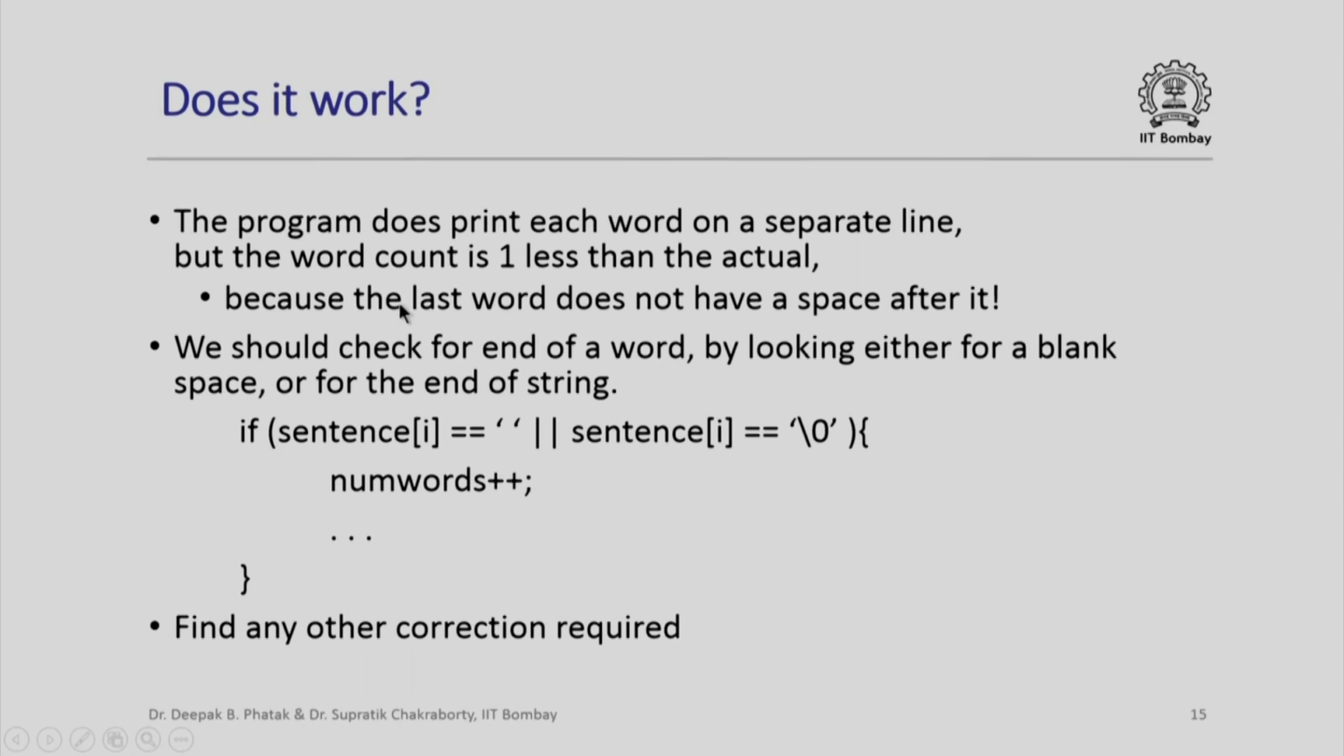Does it work? Well, it does print each word on a separate line, but the word count you will find is 1 less than the actual. This is a very interesting phenomenon. The logic of our program appears to be all right, but because the last word did not have a space after it, the word count does not get incremented. We should actually check for the end of a word by looking either for a blank or for end of string, which will be encountered when the last word is finished. This should work. There are some interesting behaviors that you may still notice for different combinations of input. I leave it to you to find any other correction that may be required for this program.